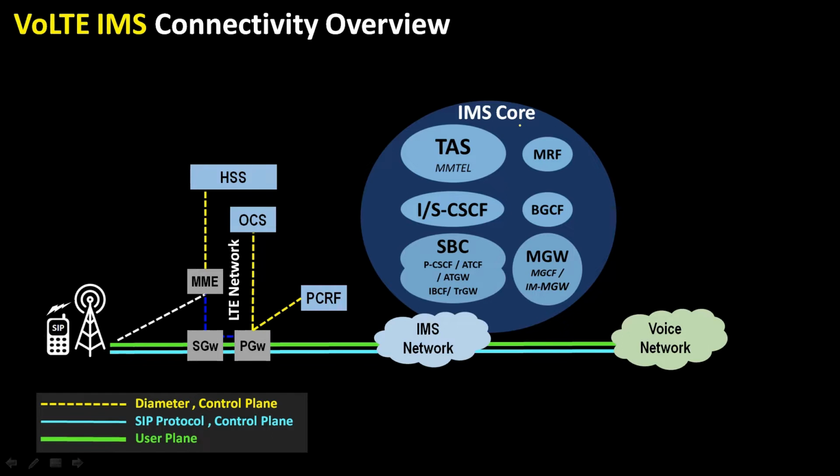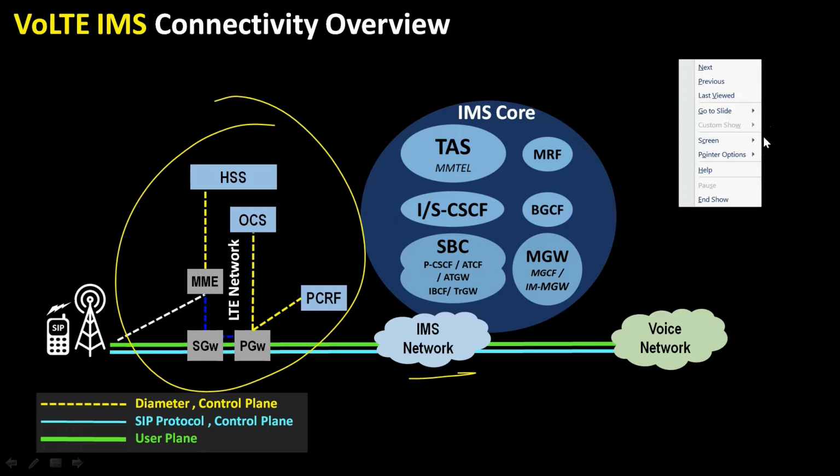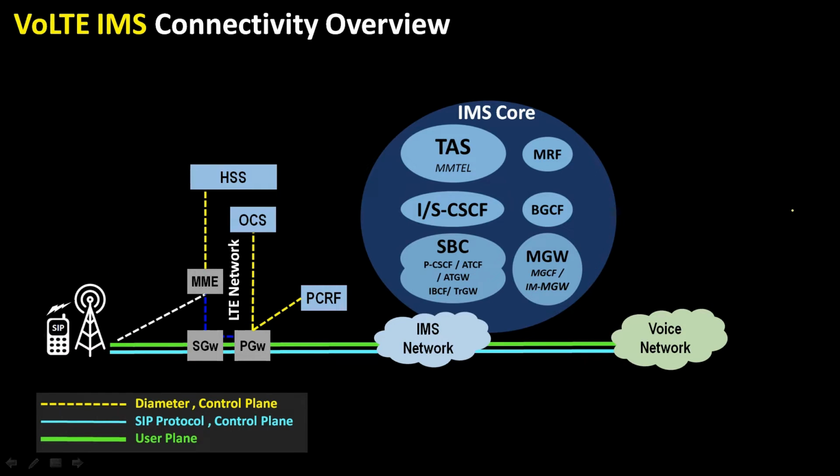On the left hand side we can see the LTE network on a high level and its components. On the right hand side we can see the VoLTE IMS network and its components. As you can see in the blue circle, I have grouped a few functions in IMS. I-CSCF and S-CSCF are typically deployed within the same server, within the same rack, within the same chassis, and they are shown as one node.